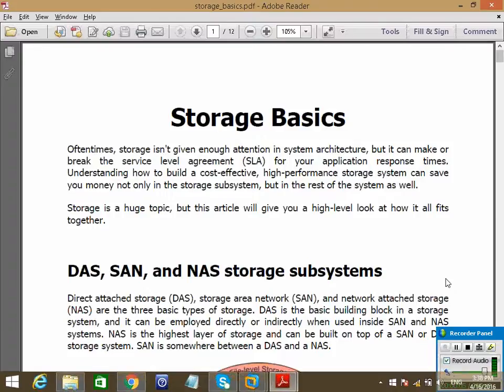Storage basics. Now, the SAN, or you can say JBOD, just a bunch of disks. SAN is known as the storage area network. We are going to access the storage over the network. So these components are nothing but a collection of bits that we are going to use.